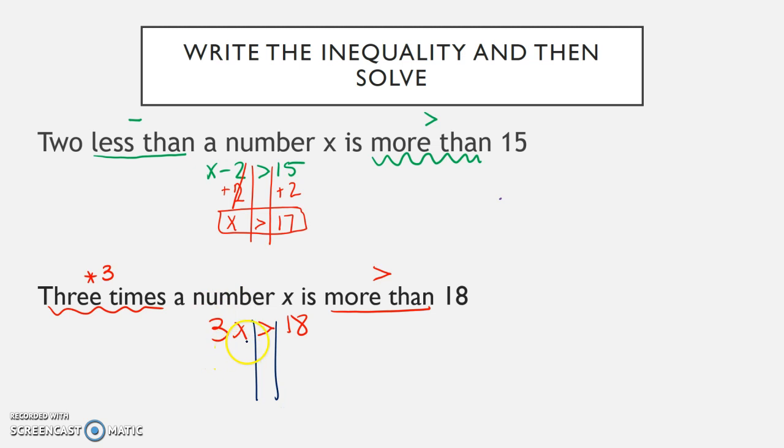This is a multiplication problem. So in order to get x by itself, I have to divide. And here I'm dividing by 3 on both sides. And I've got x is greater than 6. Again, no number line needed. So that is our final answer there.